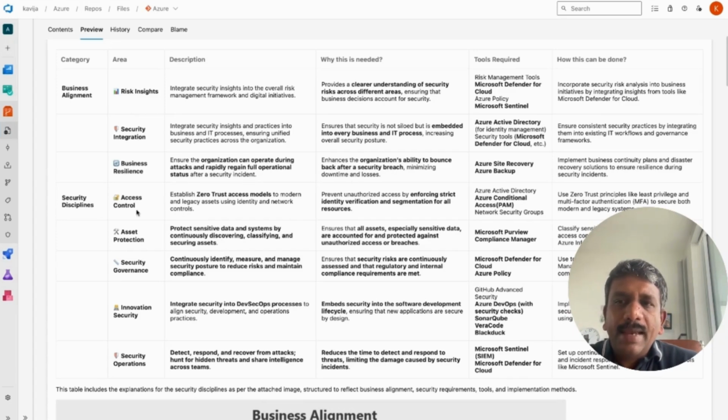From a technical side, access control. So you have to follow a zero trust model, which means that privileged accounts will be granted access only when there is a need. Asset protection. So you should be able to identify the data sources which would have the sensitive information and handle it. Security governance. It's a continuous process wherein you should be able to identify the risks that you are looking at and mitigate those risks. Innovation. So make sure that your software development lifecycle embeds security into the development process. Security operations. So it's like running your daily operations.